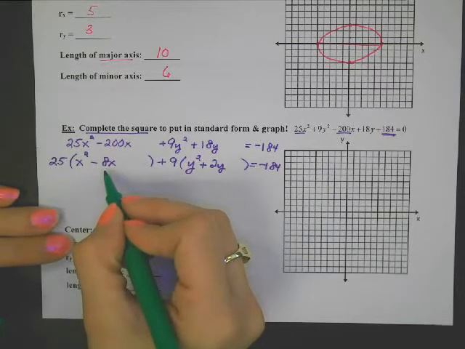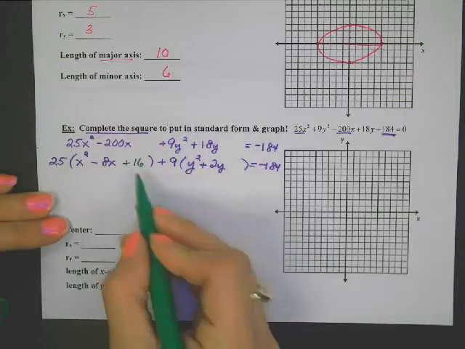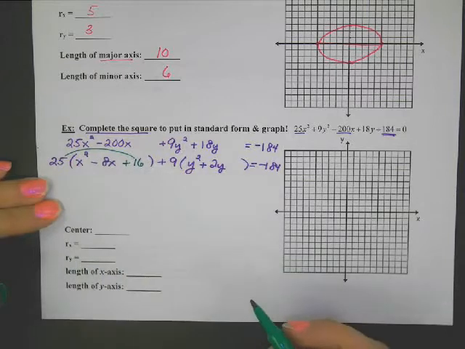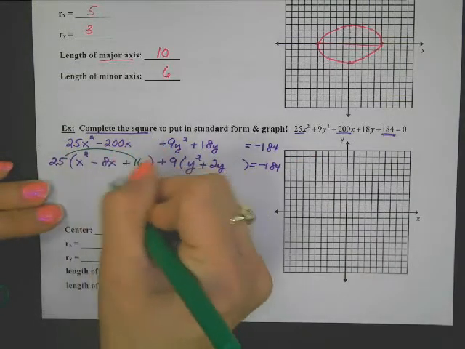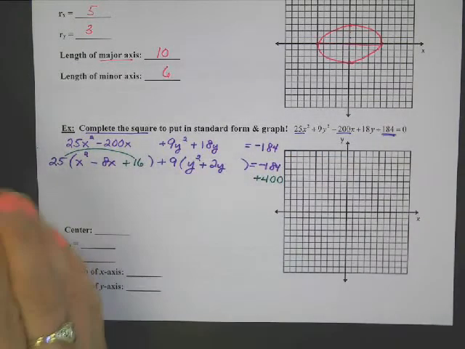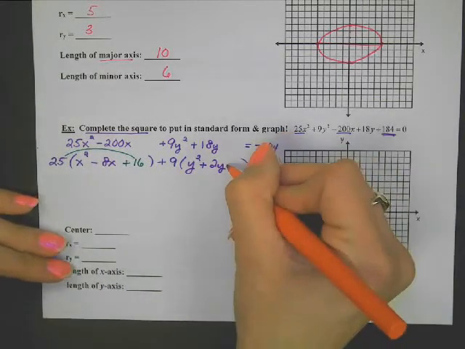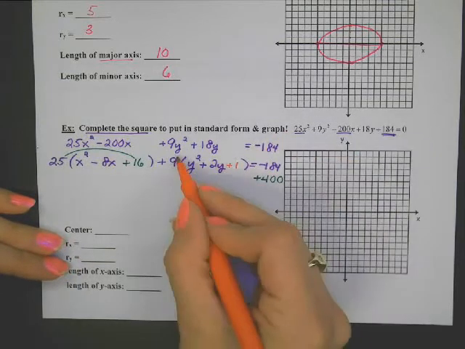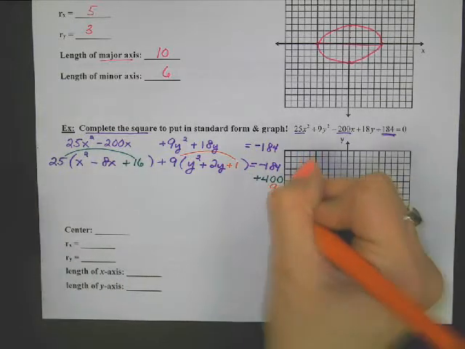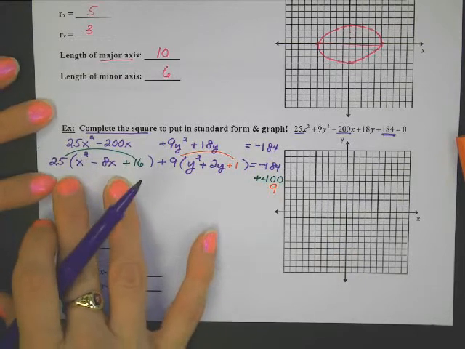All right, I'm going to work on the x terms first. Half of negative 8, and then squared is a 16. So how much did we just add? Not 16, but the number in disguise is 400. So we added 400 to the left. We'll have to add 400 to the right, since we're doing left and right. Okay, half of 2 is 1, squared is 1. Did we just add a 1? Well, not really. We added 9 in disguise to the left, so I will add 9 to the right.